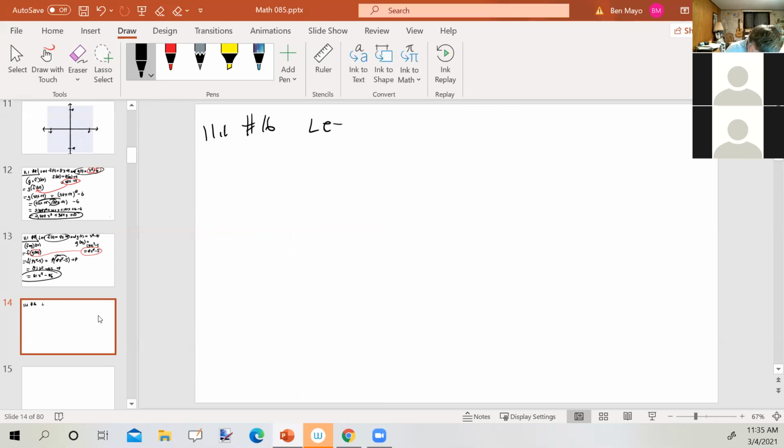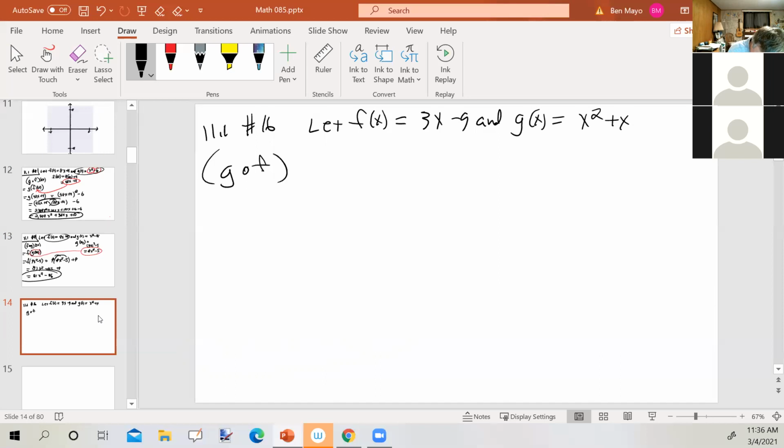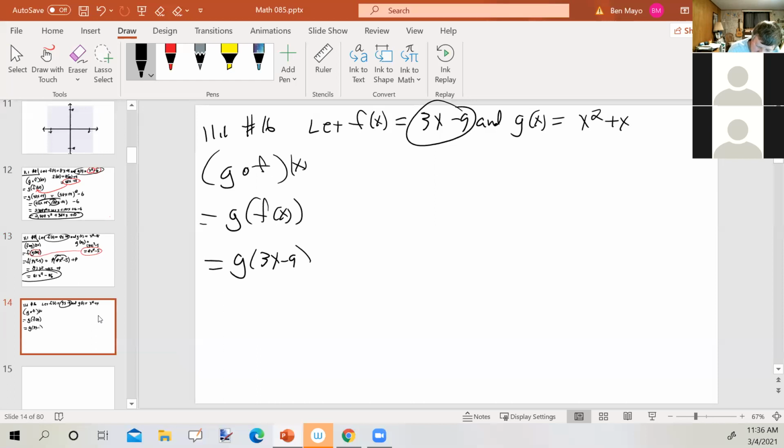It says, let f of x equal 3x minus 9 and g of x equal x squared plus x. Find g composed with f of x. G composed with f of x. So that would be equal to g of f of x. But f of x is 3x minus 9. So that goes in the place of f of x. So now we need g of 3x minus 9, and that's going to go in here.